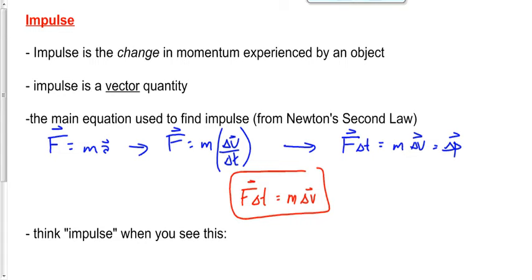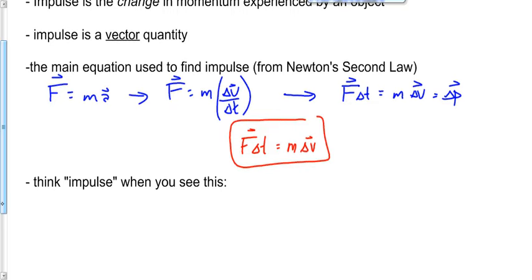When is it more convenient? When is it useful to use impulse over F is equal to m times a? Well, there's a couple of situations. Clearly, if the question asks you for impulse, or it asks you for the change in momentum. Or maybe it says, here's the impulse, what is the force, or whatever the case could be. But it mentions the word impulse.